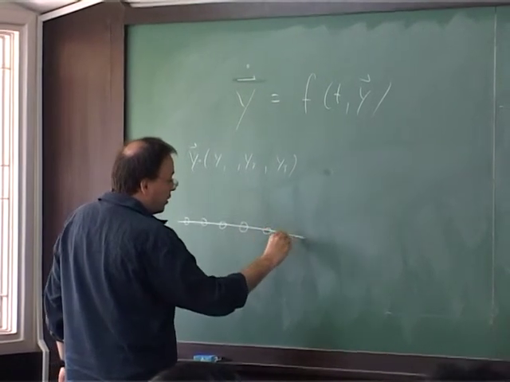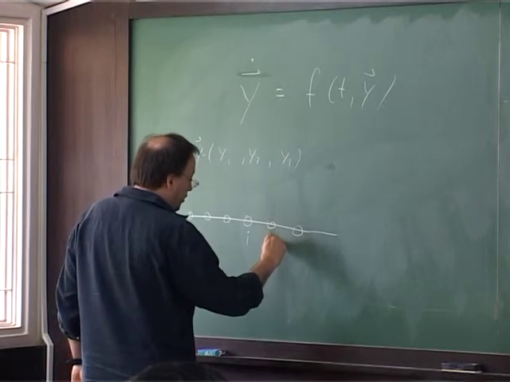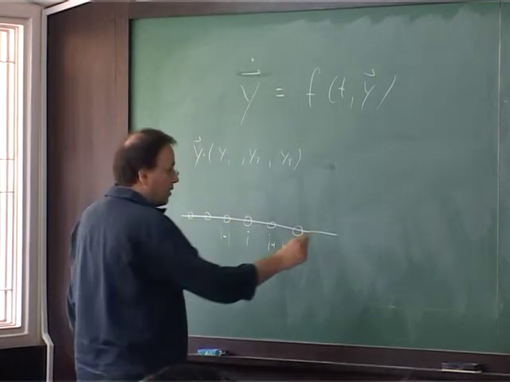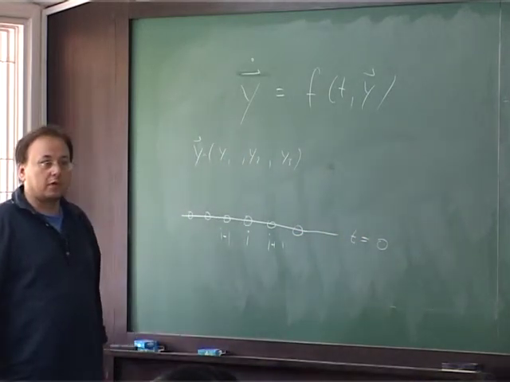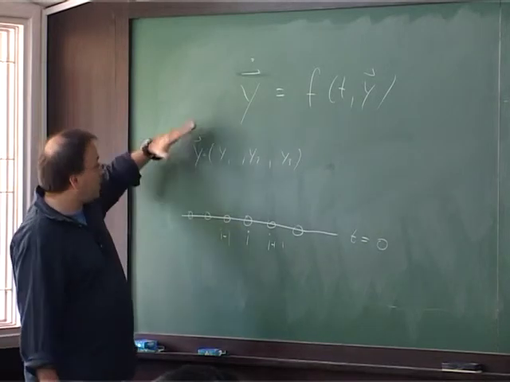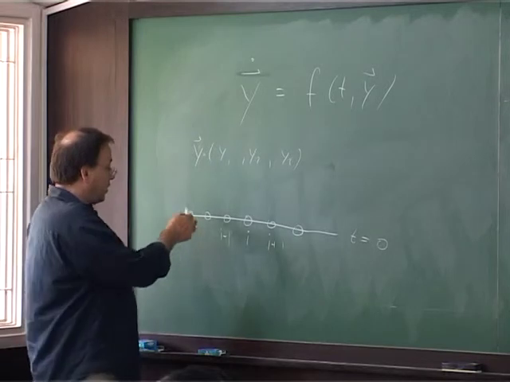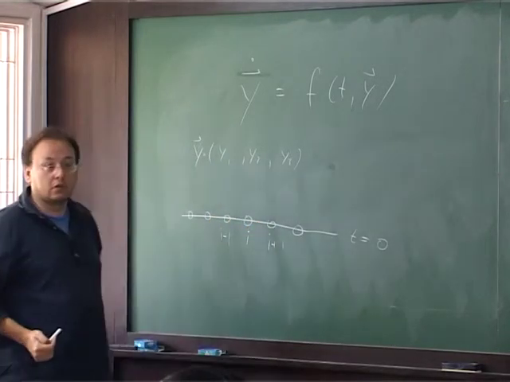So now we have different grid points here. Here we have grid point I plus 1, I minus 1, right? And this would be, let's say, maybe at t is equal to 0. Okay, and now the ordinary differential equation state vector which we evolve is just the values of the solution at these different points.